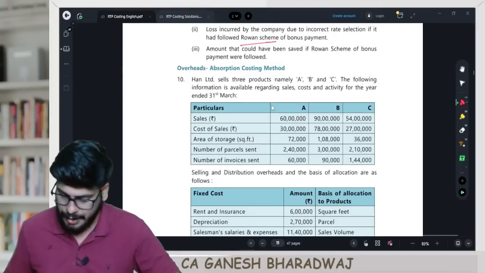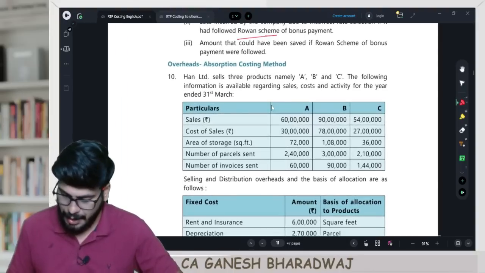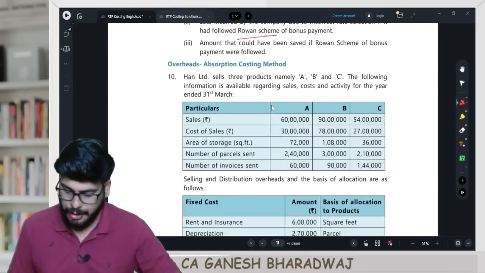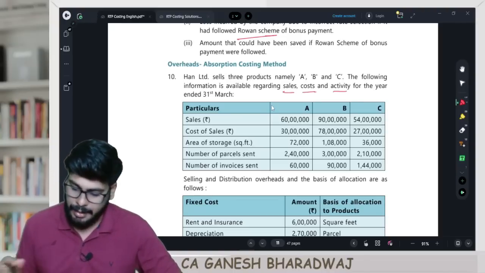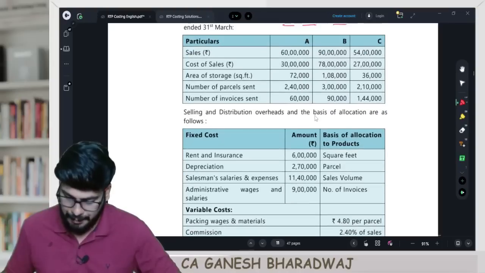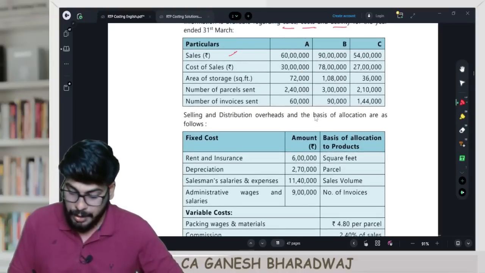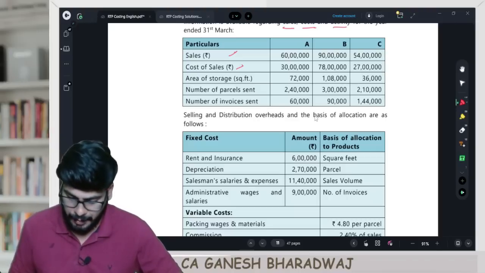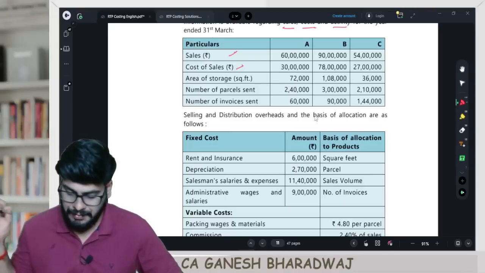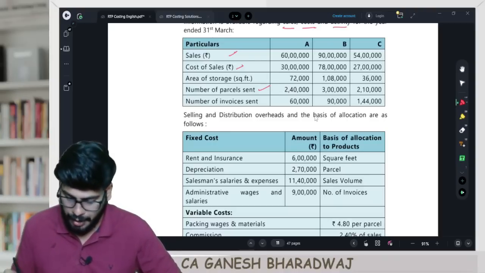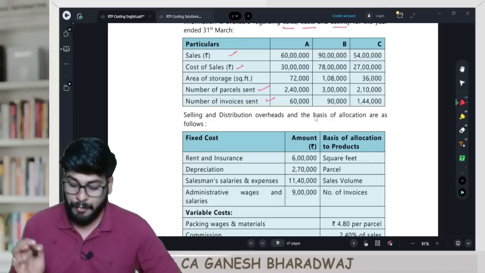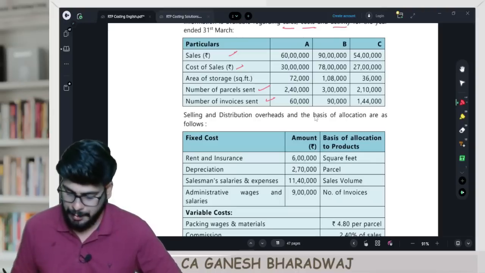Han Limited sells 3 products, namely A, B, and C. The following information is available regarding the sales, cost and activity for the year ended 31st of March, for A, B, and C. The sales figures are given. The cost of sales figures are given. Then area of storage in terms of square feet, each product's breakup is given. Similarly, the number of parcels sent for each product, the breakup is given. And the number of invoices sent for each product, the breakup is given.